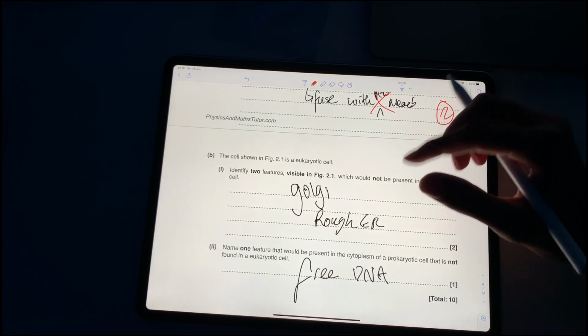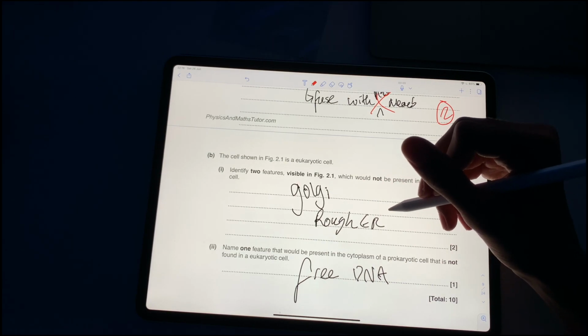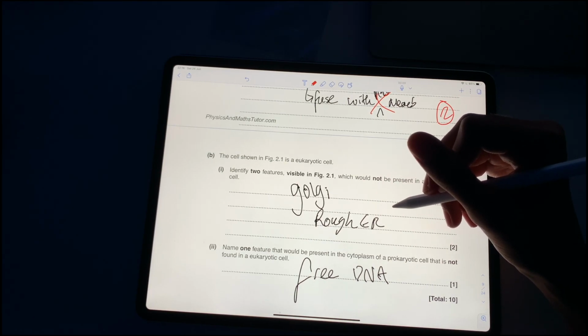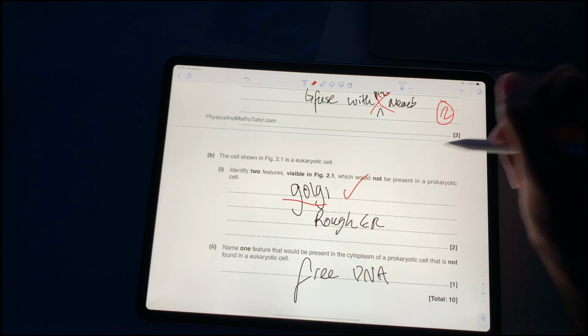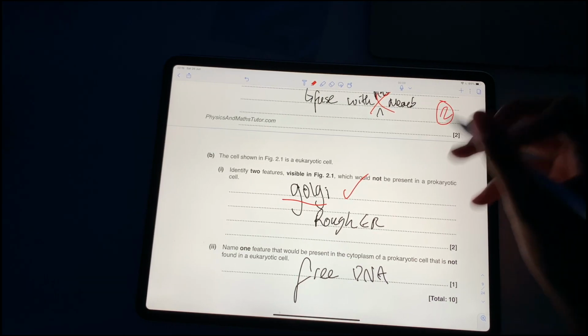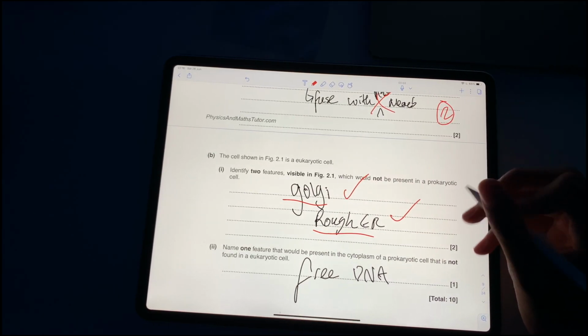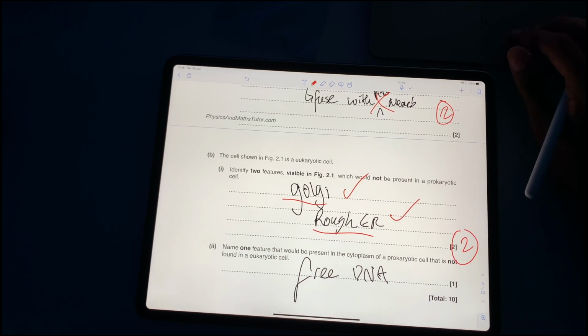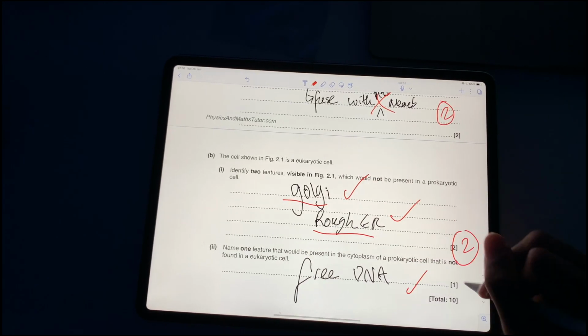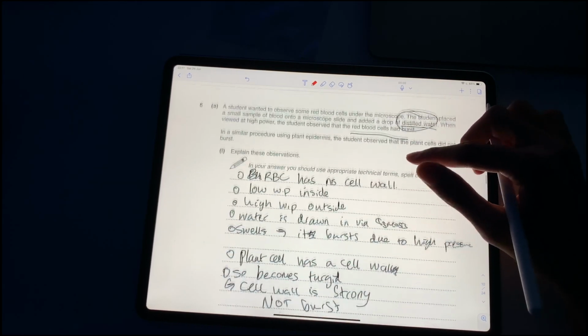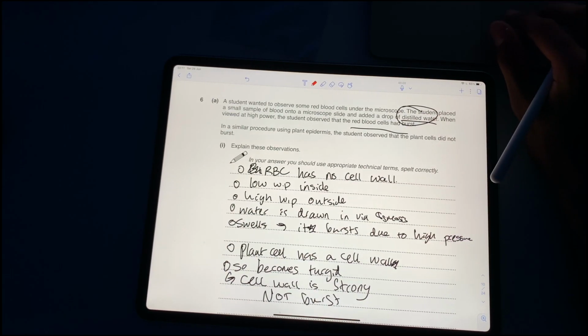B1, identify 2. Nucleus and nuclear, ribosome, okay, Golgi, that's 1. And rough ER, that's another. Yay, 2. Free circular DNA, that's correct. Okay, I don't know about this.